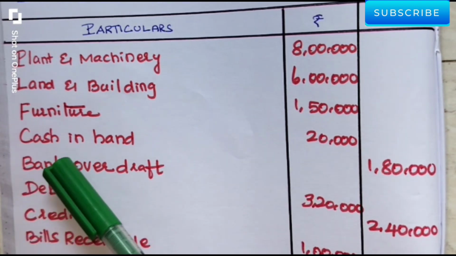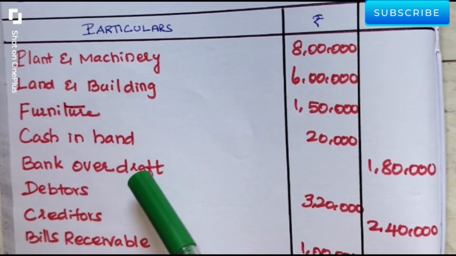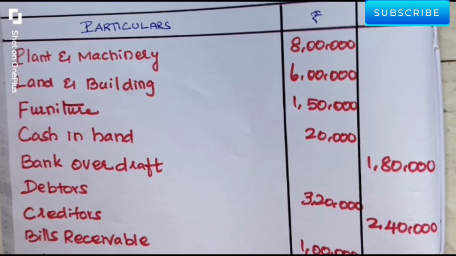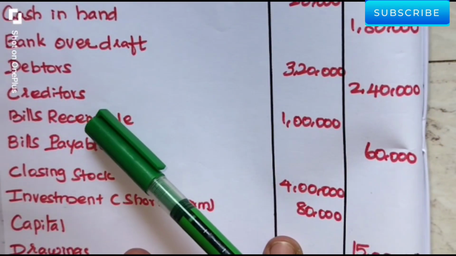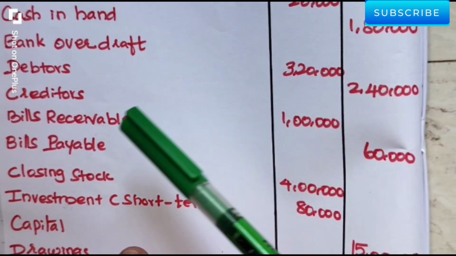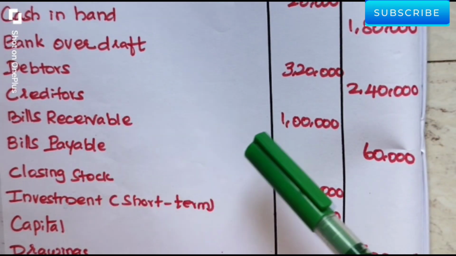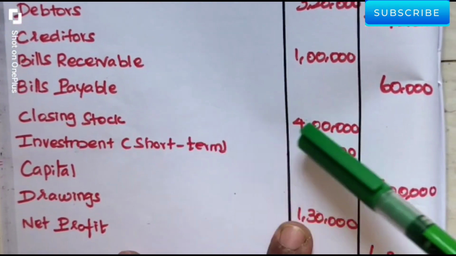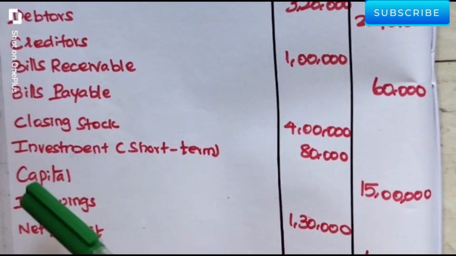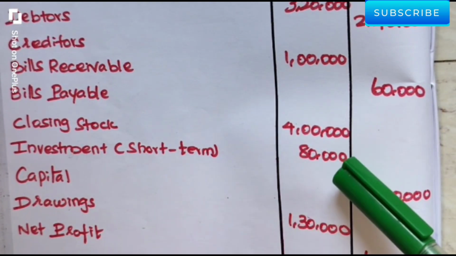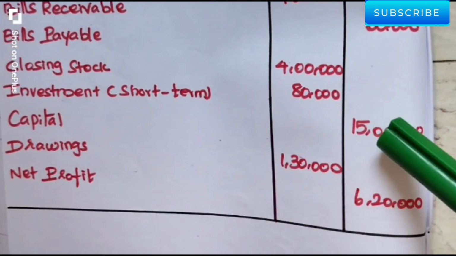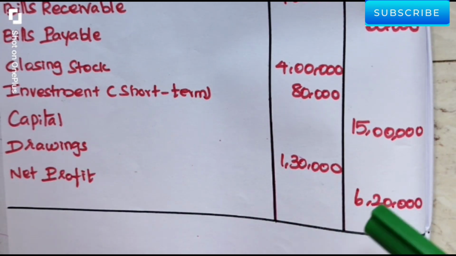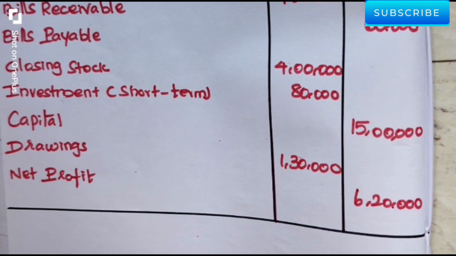50,000, cash in hand 20,000, bank overdraft 1 lakh 80,000, debtors 3 lakhs 20,000, creditors 2 lakh 40,000, bills receivable 1 lakh rupees, bills payable 60,000, closing stock 4 lakhs, short-term investment 80,000, capital 15 lakhs, drawings 1 lakh 30,000, net profit 6 lakhs 20,000.